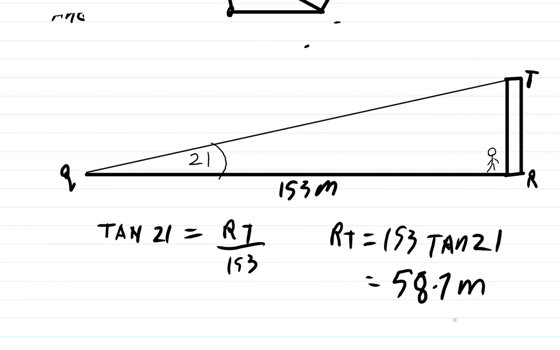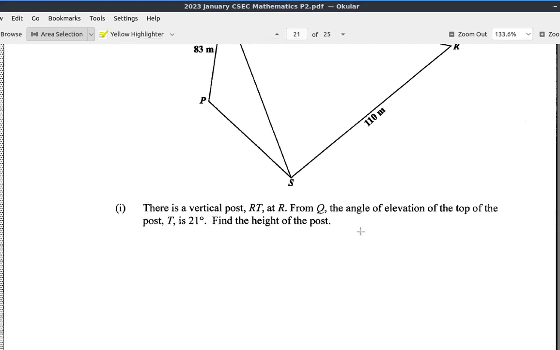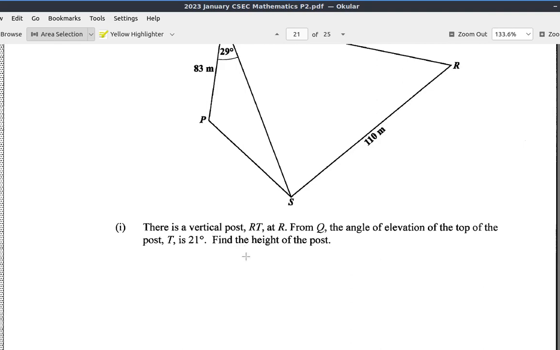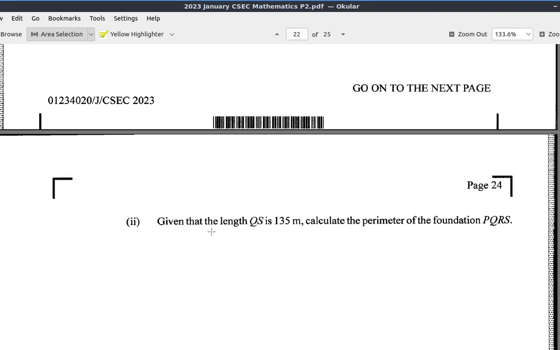So, here, you have 58.7 meters being the height. Is that what you got? Alright, so the height of the post. What else is going on here? Given that the length QS is 135, let me write it down from now.